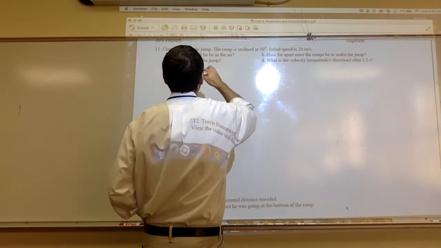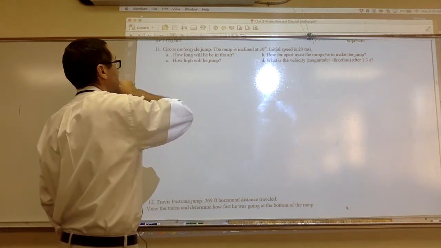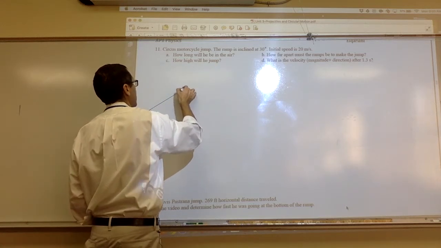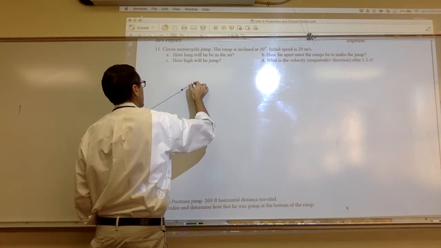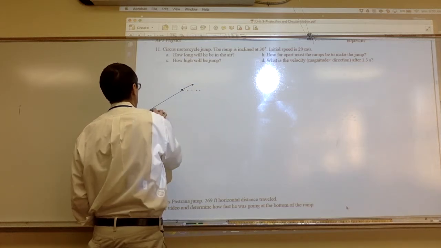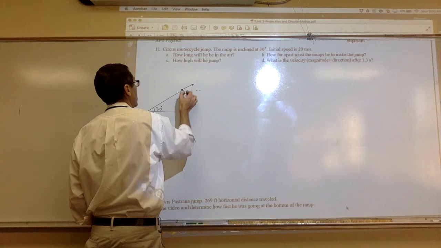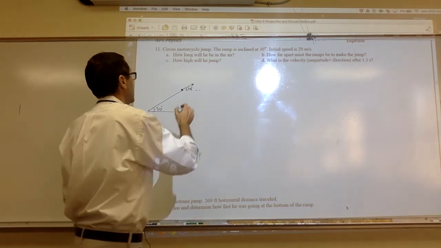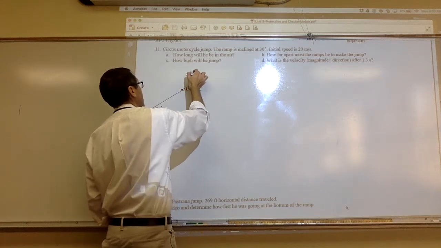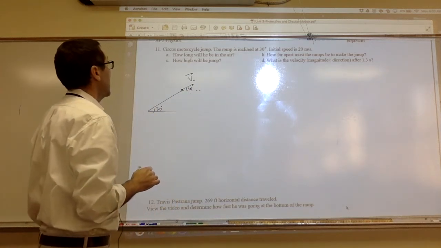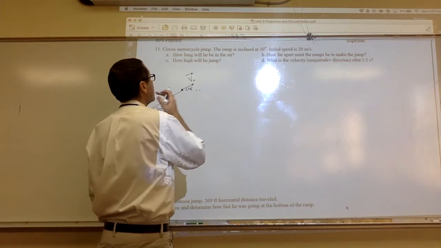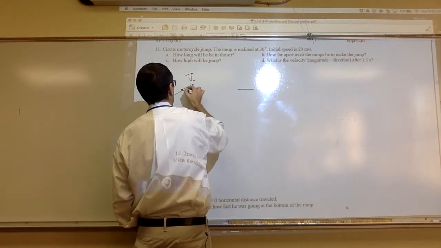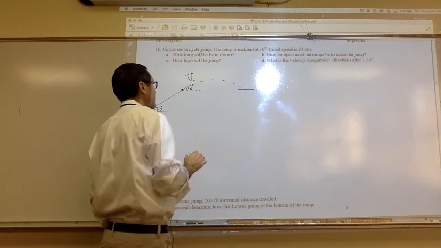Now, there is a motorcycle jump in a circus. The ramp is inclined at 30 degrees. So the motorcycle is here, going in this direction. This is the 30-degree angle, and it's going to make a 30-degree angle with the horizontal. It's going to go with an initial speed of 20 meters per second. How long will it be in the air? We're assuming that it's going to land at the same height, so it's going to do one of these things here.